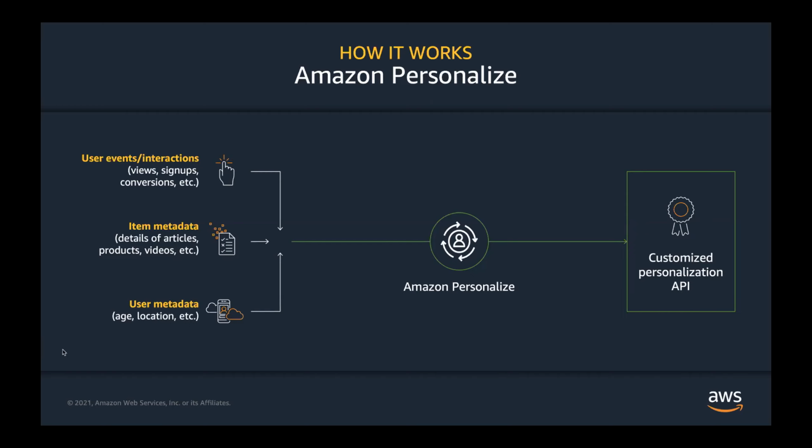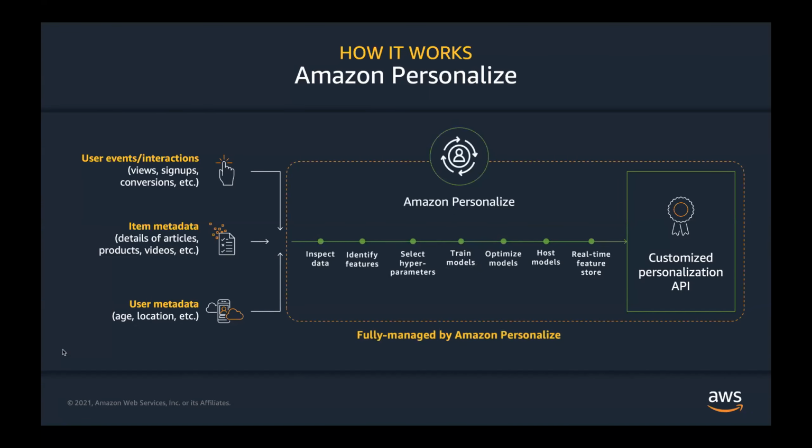And then the third data set is user metadata. This is data about your end user. So it could be demographics, age, location, their subscription tier in your product. This is also an optional data set, but it can be brought in to help improve the quality of recommendations.